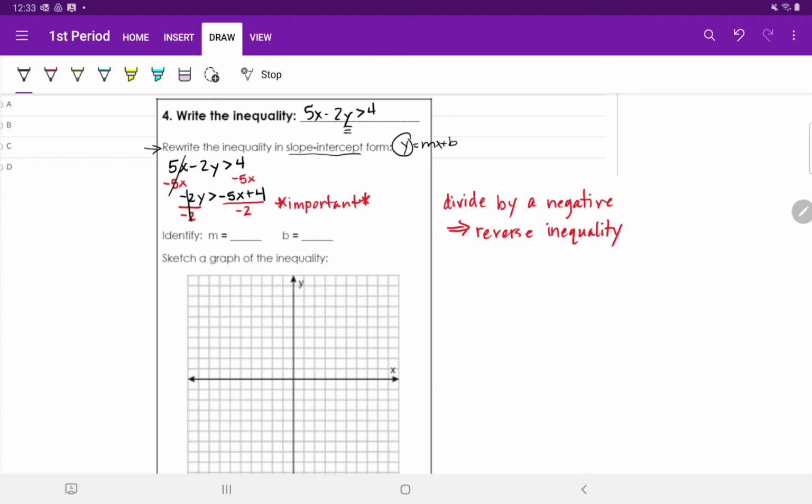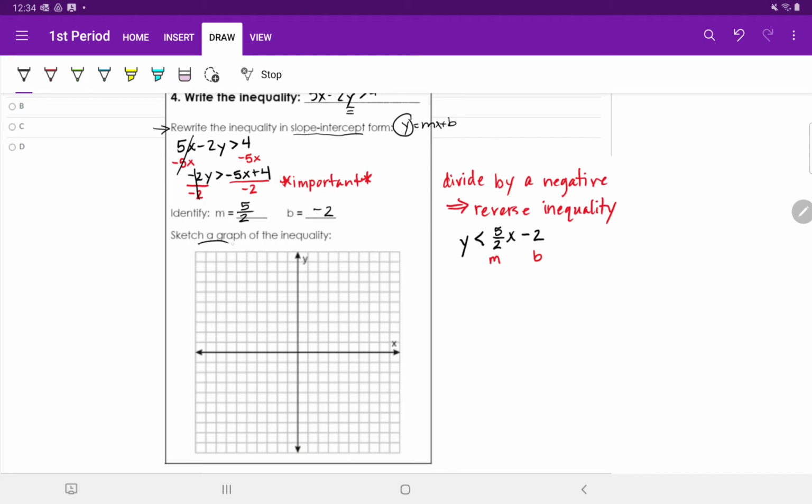When we divide negative 2 by negative 2, those disappear, so we'll have y. Our inequality symbol is going to reverse and go in the other direction, and then we have negative 5 over negative 2. Those negatives cancel. x, and then we have a positive 4 divided by a negative 2, so that'll give us a minus 2. So this is our inequality now. Now that it's in slope-intercept form, we can pretty easily pick out our m and our b, so I'm going to write those here on the line, 5/2 and negative 2. That will help me draw my boundary line.